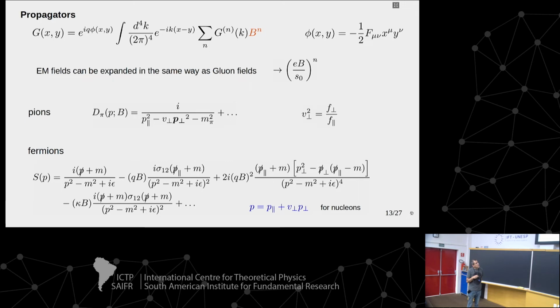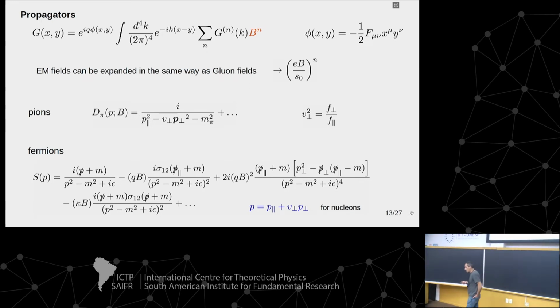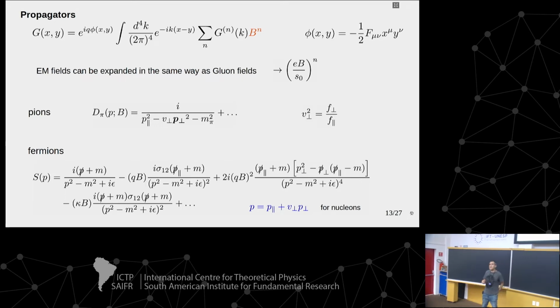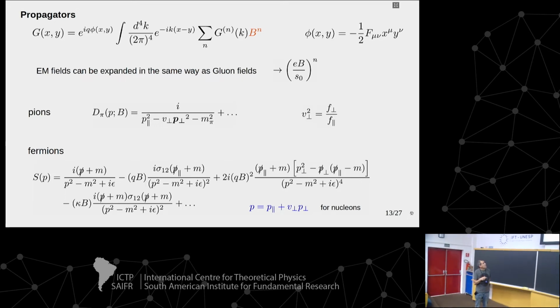We can work with the expansion in terms of the magnetic field, because it works in the same way as we expand the gluon condensate in this formalism. So basically, it behaves the same. This is the Green function. This is the Schwinger phase in the Schwinger-Fock gauge, and we can expand it in terms of powers of B. So the propagator can be expanded.